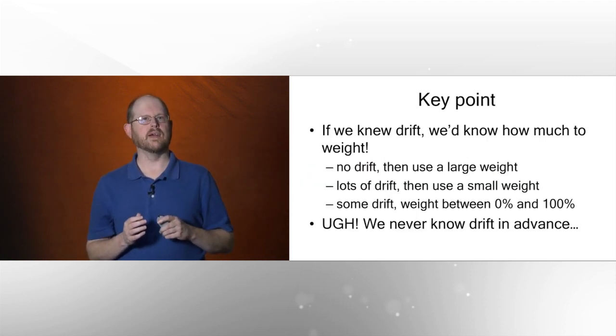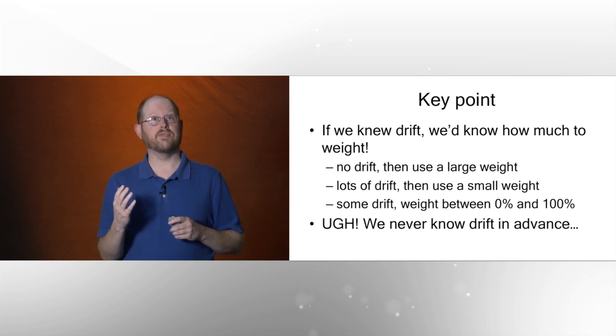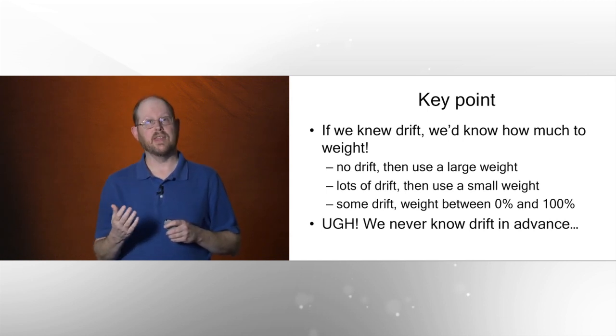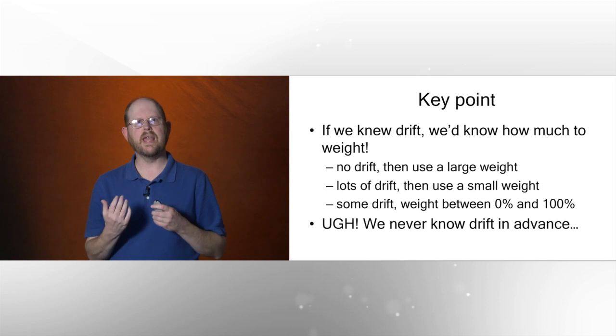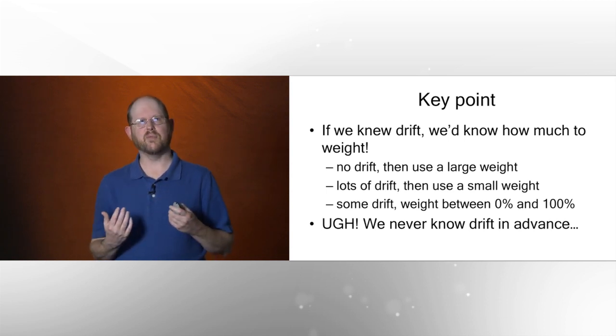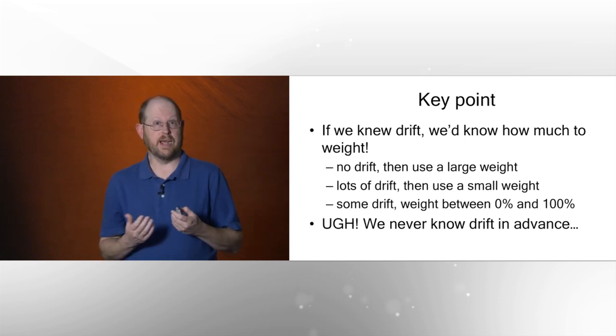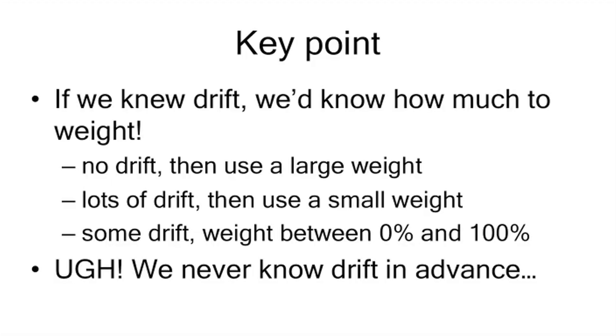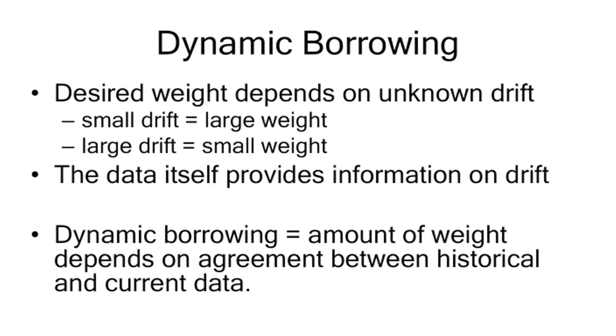So a key point here, if we knew the drift, we'd know how much to weight. If we knew the drift was zero, we'd weight heavily. If we knew the drift was large, we might ignore history. We'd weight very low. We never know this in advance. So do we pick W equal to 0.2? Do we pick 0.5? Do we pick 0.8? We don't know before the study. But we do find out during the study how close it is.